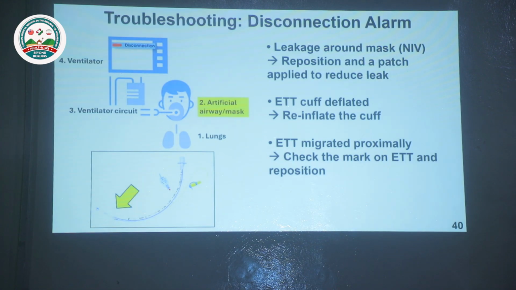The third thing is the endotracheal tube migrating proximally. Proximally means that the endotracheal tube moves out. So you need to check the mark and also do repositioning. And the final thing is endotracheal tube cuff rupture. If you face this problem, you need to change the endotracheal tube.